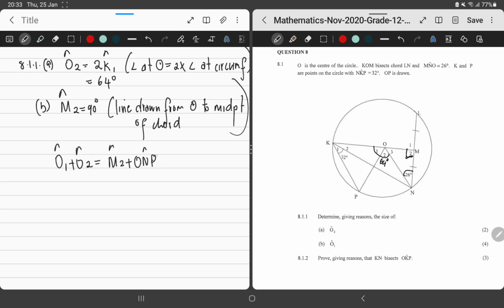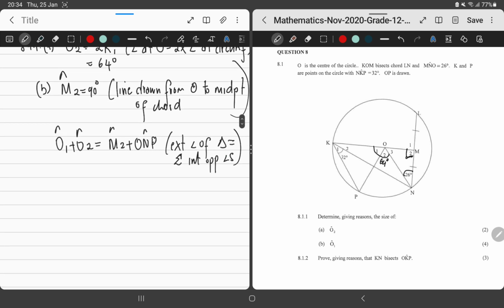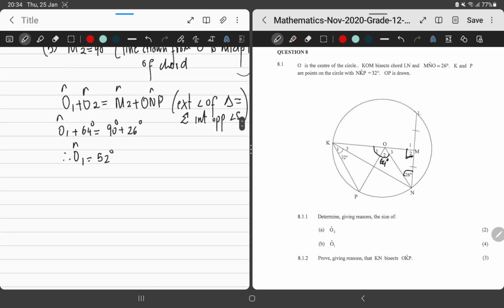And the reason for this is the exterior angle of a triangle is equal to the sum of the interior opposite angles. O2 is 64 degrees, M2 is 90 plus 26 degrees. Therefore, O1 is equal to 52 degrees.